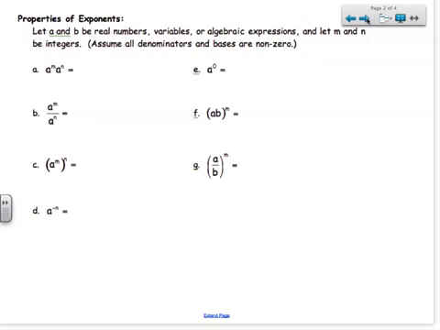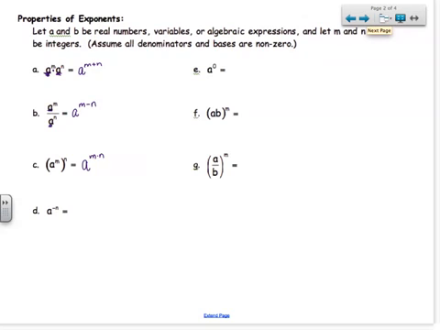So if we look at the first one, if we have the same base, in this case it's represented by a, raised to two different exponents, and we're multiplying, we can add those exponents. So we can say that's equal to a to the m plus n power. Whereas if we have the same base in example B, different exponents, and we're dividing, we can combine this and say it's a to the m minus n power. In letter C, this is called the power to a power rule. In this case, we're going to multiply those exponents, so m times n.